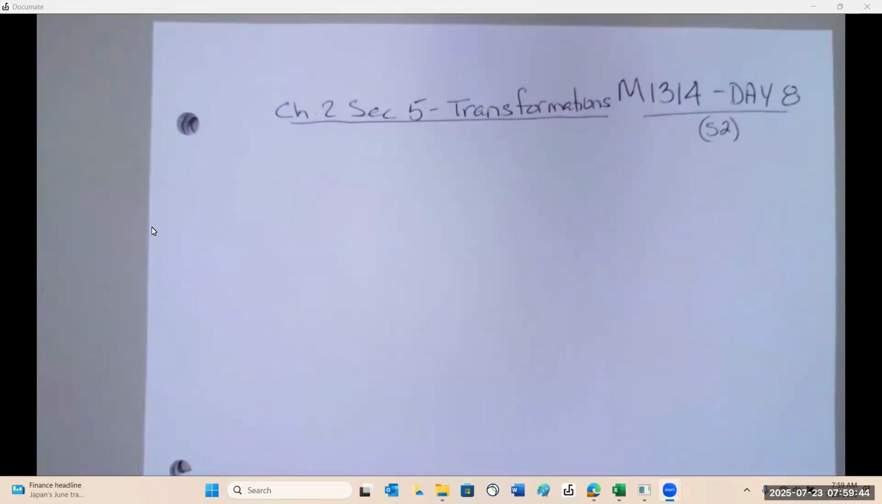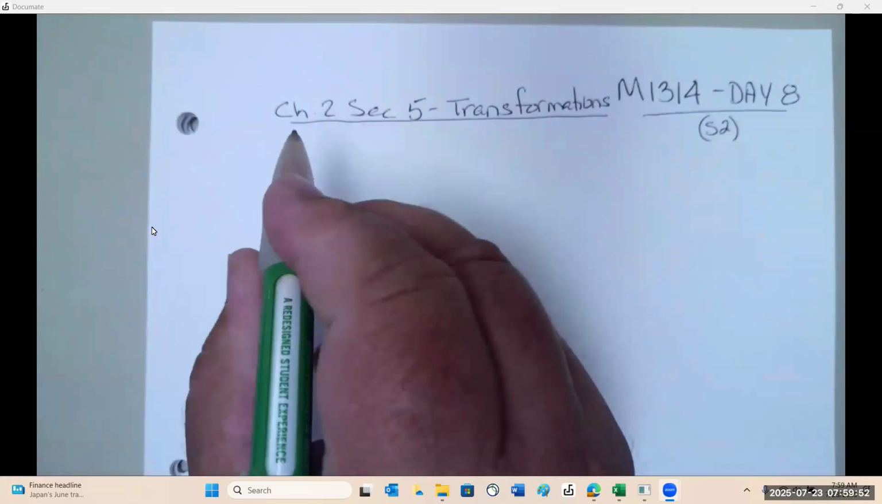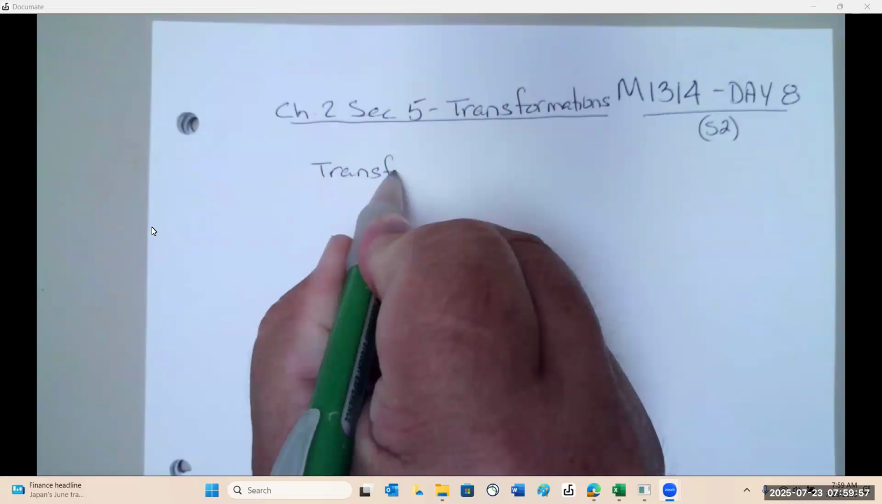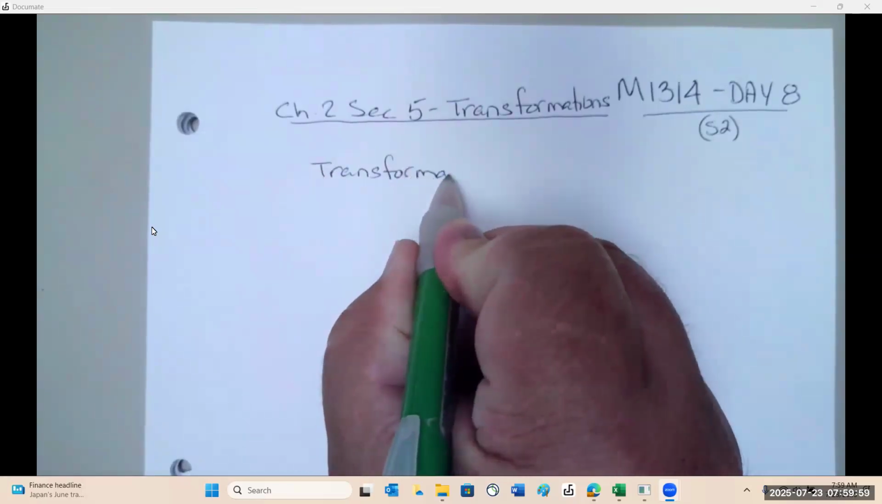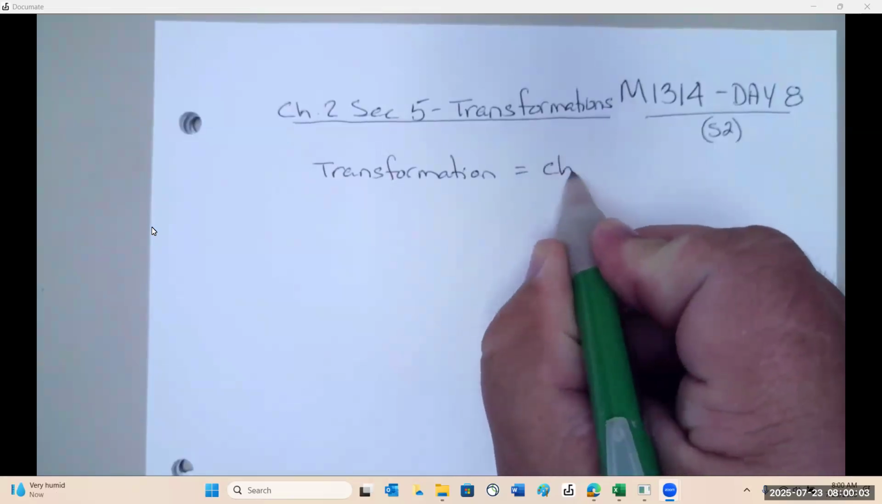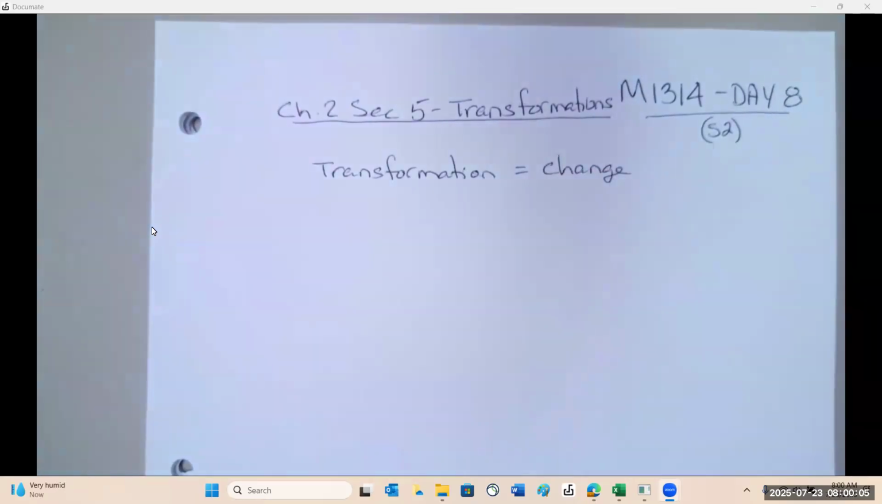All right, so we're gonna finish up the chapter today, right now, and probably start chapter 3. Transformations. A transformation, as you said yesterday, is a change. That's come in the movies. The Transformers, what do they do? They change from cars to monsters and monsters to cars. So it's a change. It's a transformation.